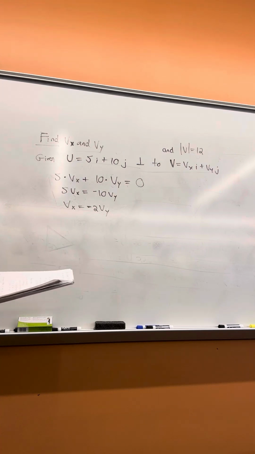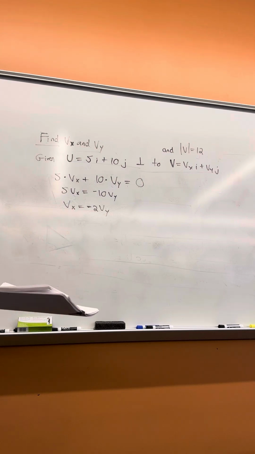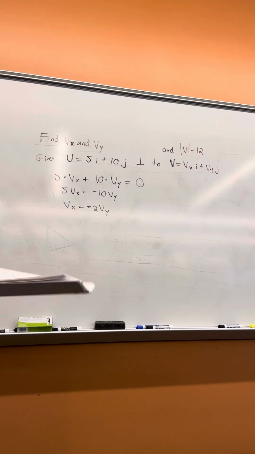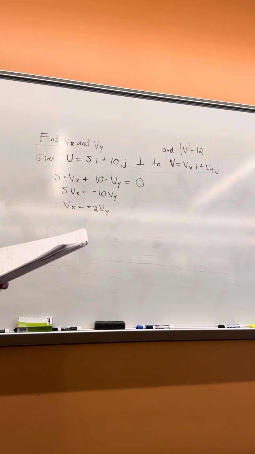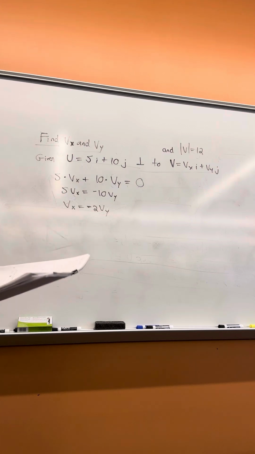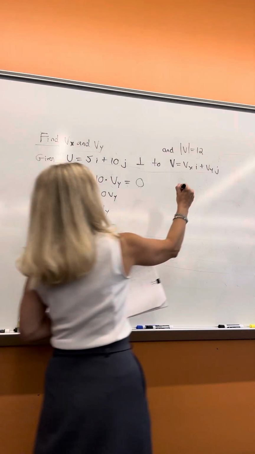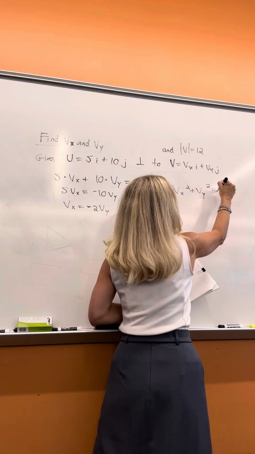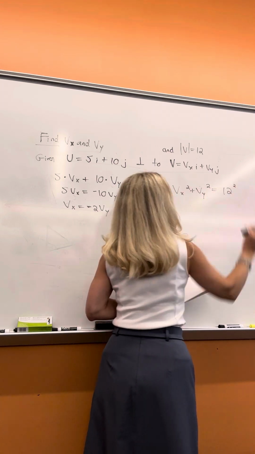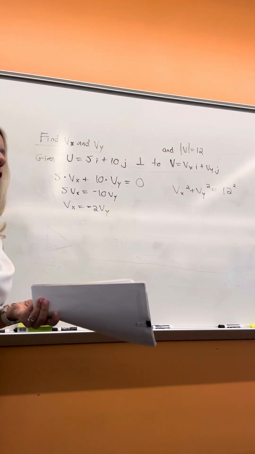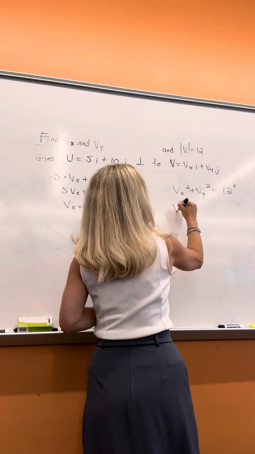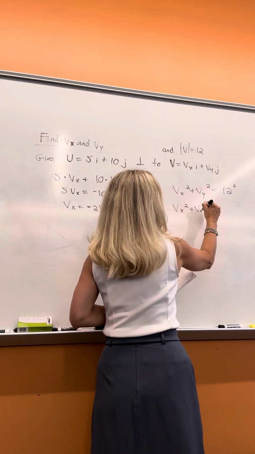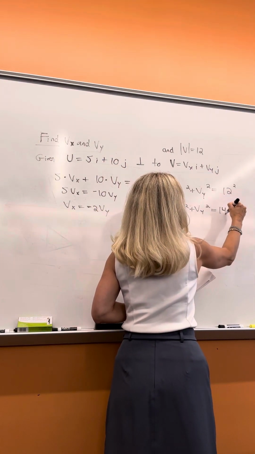What can you now do with the magnitude, now that you know the magnitude? If we know that the magnitude of that is 12, how can we plug it in? Vx squared plus Vy squared equals 12 squared, 144. Okay, that's our equation for magnitude of a vector. So we know that Vx squared plus Vy squared equals 144.